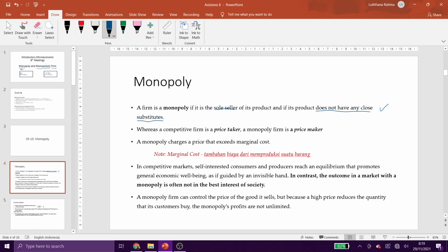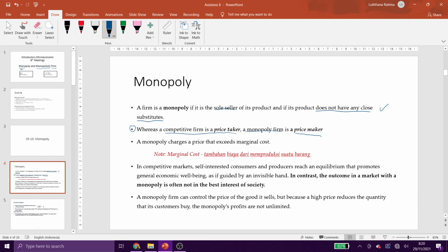All right, and then characteristic number two. If we talk about competitive markets, it means perfectly competitive markets, which we have already talked about in a previous video. Firms in a perfectly competitive market are price takers because they take the price shaped by the market. But the monopoly firm is the price maker. It means that they make their own price based on their profit maximizing conditions.